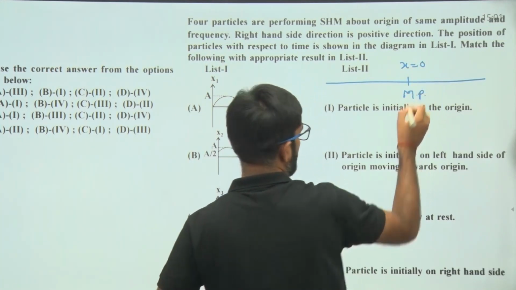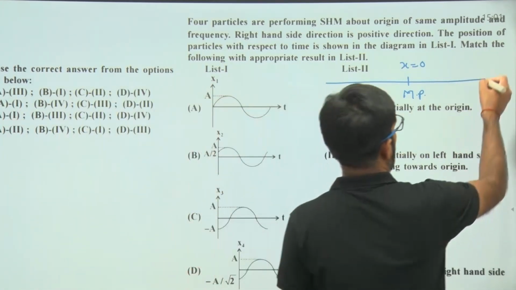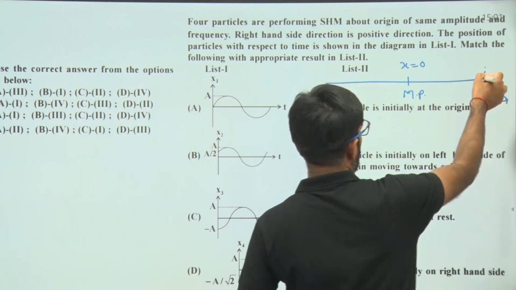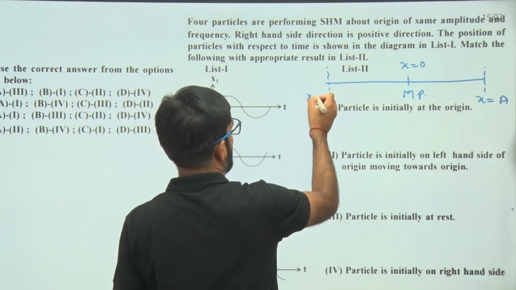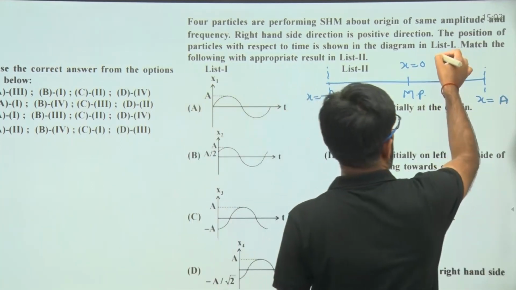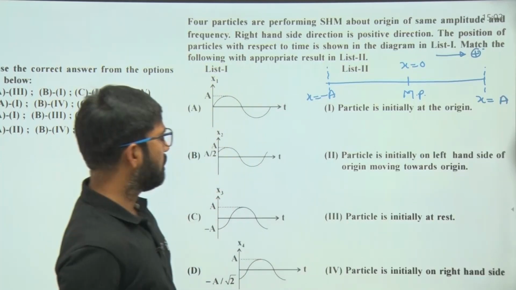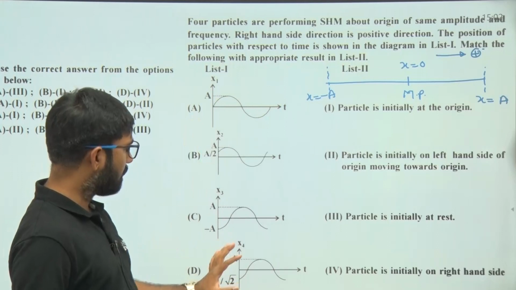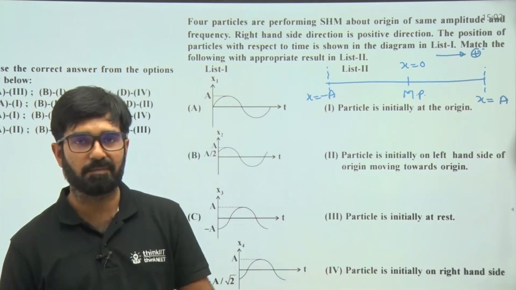position or equilibrium position. In each case amplitude is A, then x equal to plus A will represent the positive extreme position, and here we consider x equal to minus A, and this will represent the negative extreme position. This direction is positive, right side is positive. We have to select the options according to this. In list 1, 4 graphs are given, in list 2, 4 options are given, we have to match them. Okay?